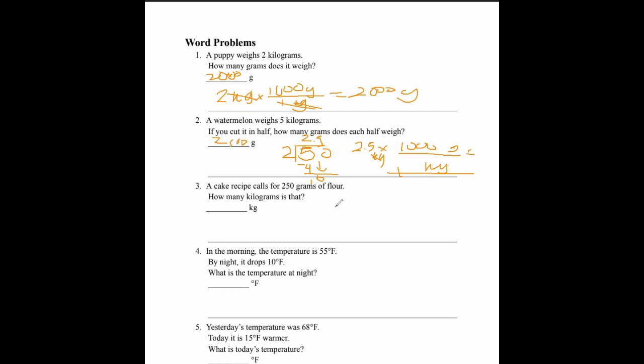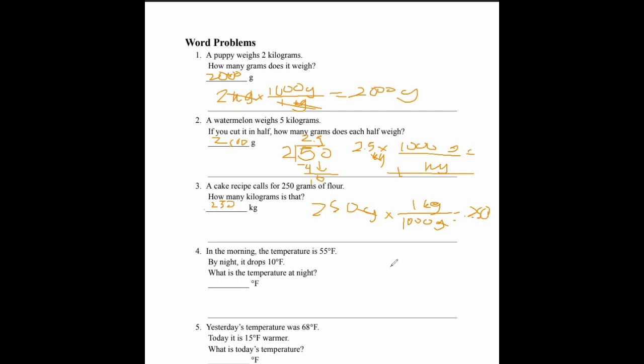A cake recipe calls for 250 grams of flour. How many kilograms is that? 250 grams. This time the unit that you want to get rid of is grams, so it goes on the bottom over 1 kilogram. You get rid of the grams. So 250 divided by 1,000 would be 0.250. And since you got rid of the grams, you have 0.250 kilograms.